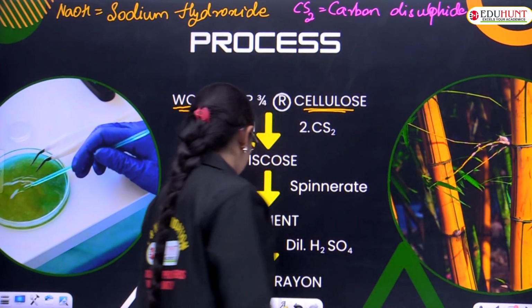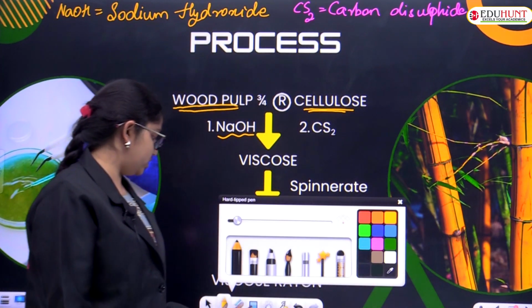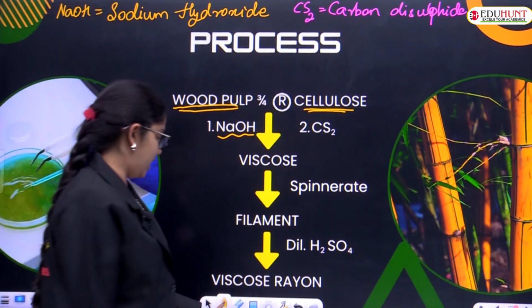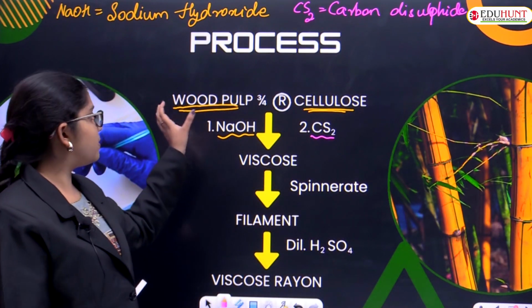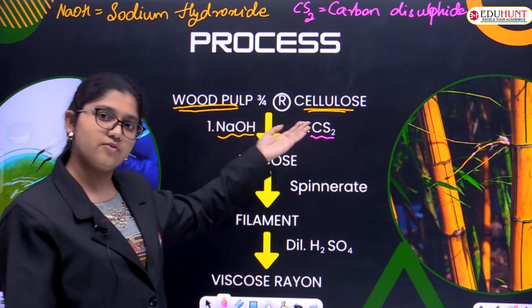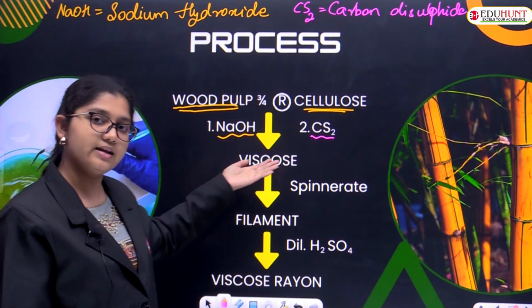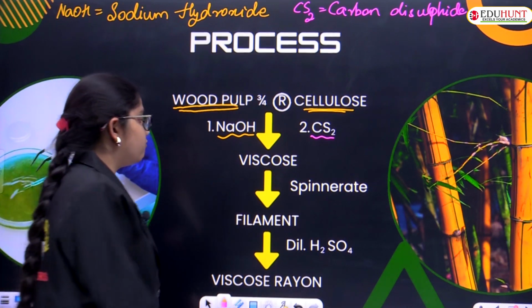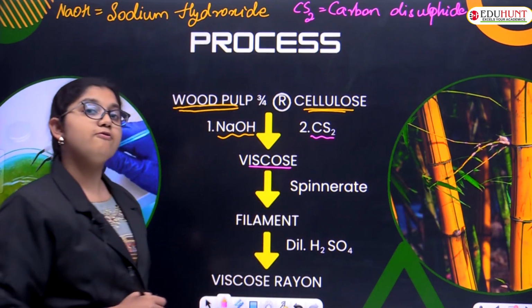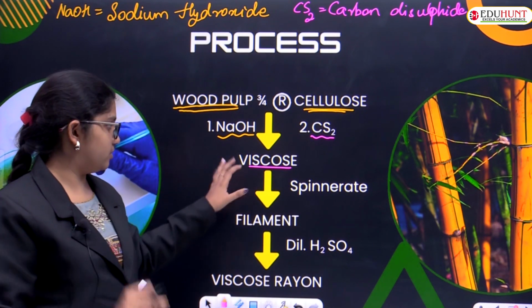Okay, children? So, they'll treat with these two. What are these two? NaOH as well as carbon disulfide. So, this particular wood pulp cellulose is treated with sodium hydroxide and carbon disulfide, and to obtain what? To obtain viscose fiber, the multiple fiber, okay?